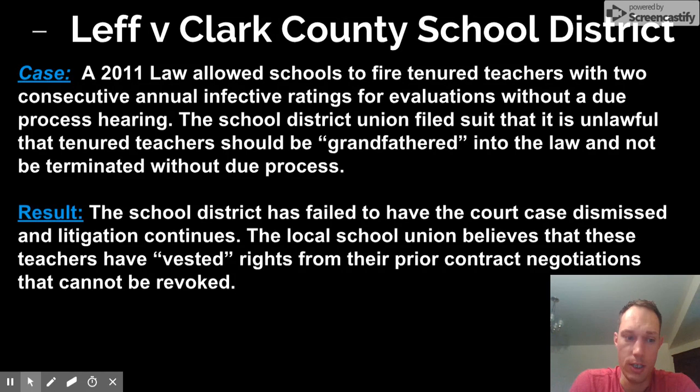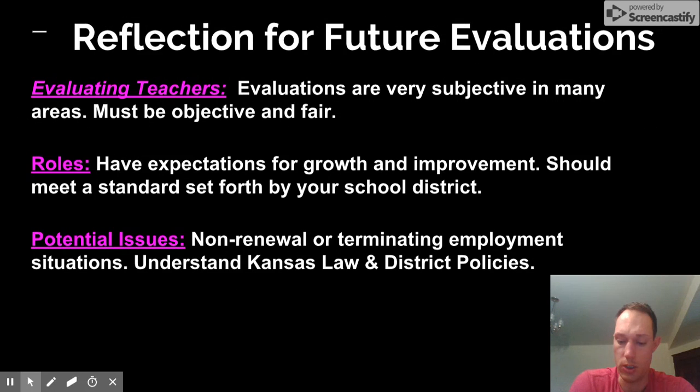So right now the court case is still being disputed. It hasn't been dismissed. The litigation is still going on. Like I said, the local union thinks they're vested in their rights, and this is prior contract negotiations that cannot be revoked for teachers that came into this system. Now, for new teachers, they agree that these teachers can be fired due to ineffective teaching.